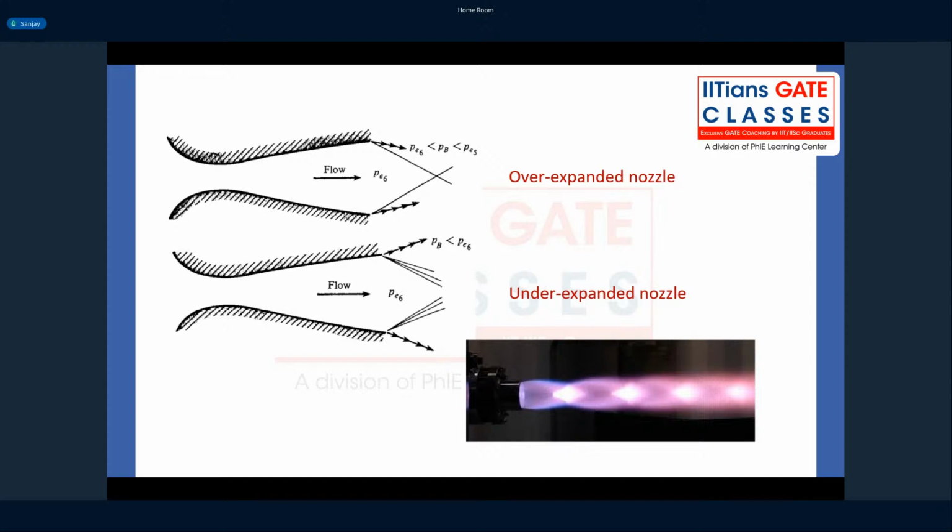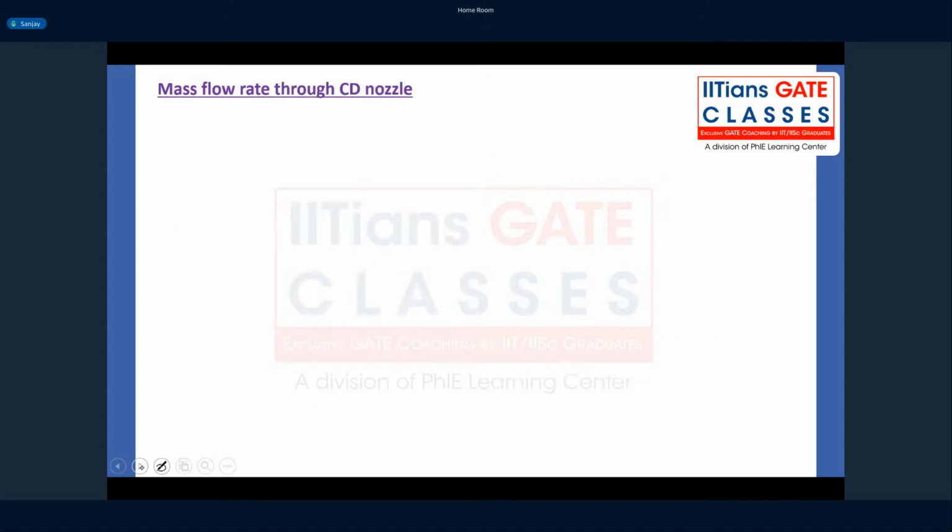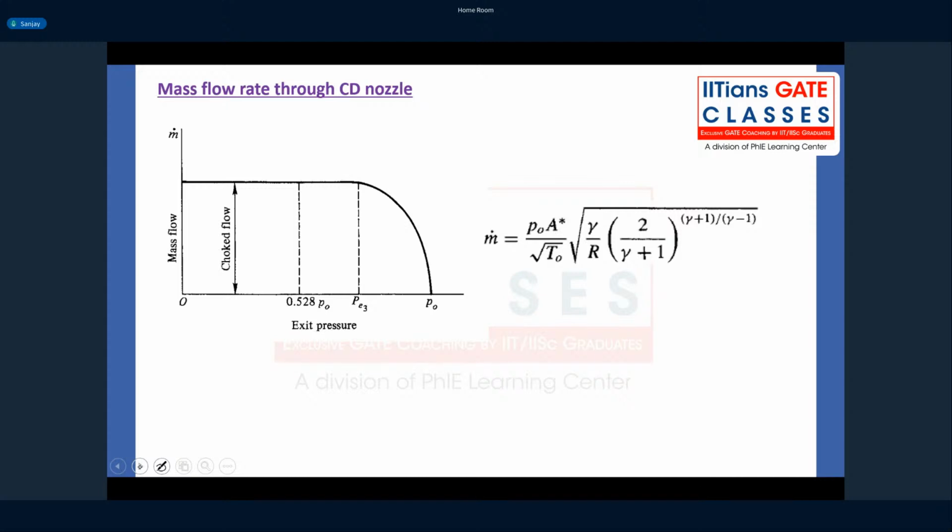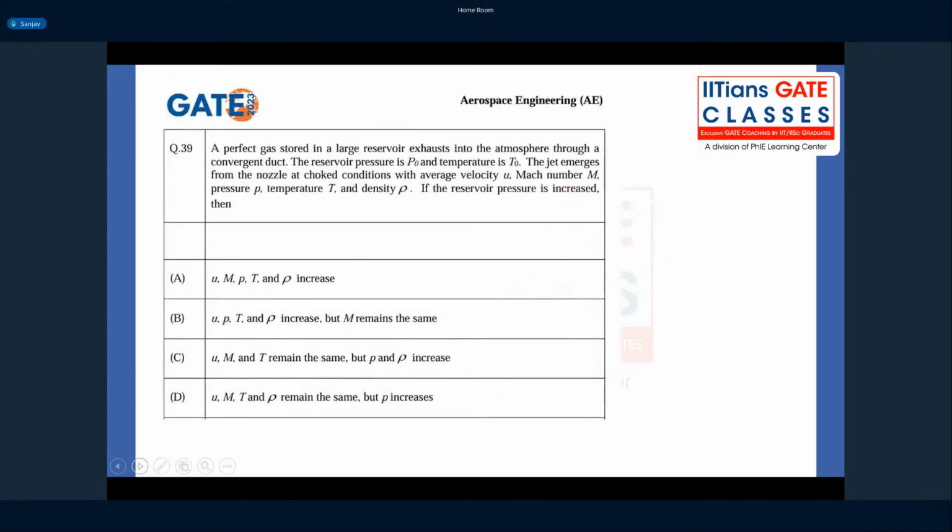These are shock diamonds. So basically you have shocks and expansion waves colliding with each other, and they form shock diamonds. They are very beautiful structures found in the exhaust of rocket jets or fighter jets. We will see why shock diamonds occur and what their relevance is. So before that, let's look at a GATE question.